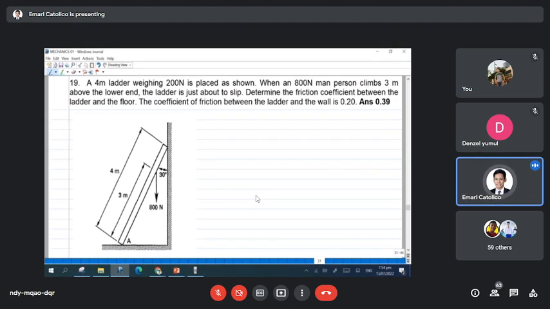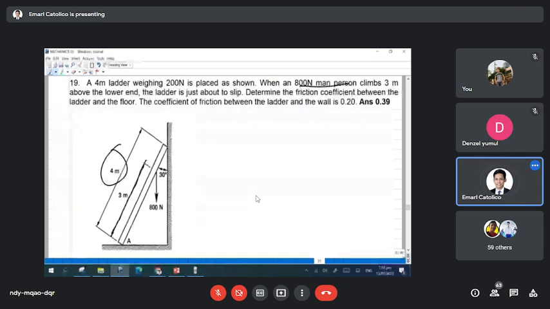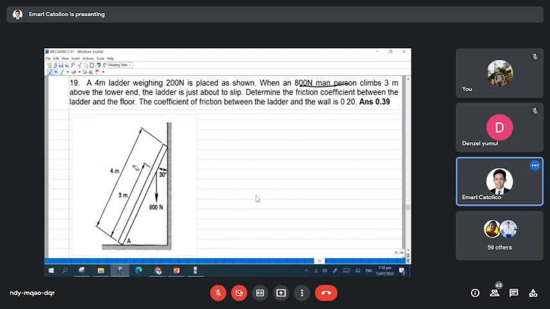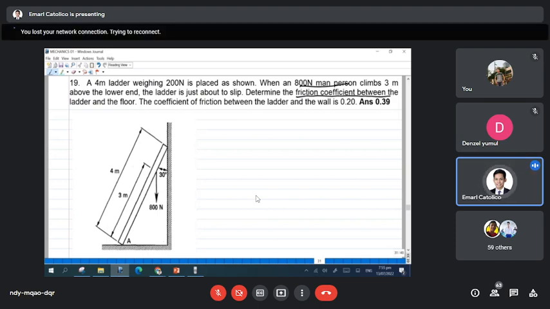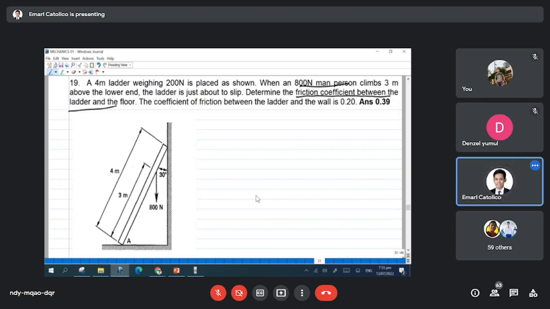So meron ka daw ladder, ito yung 4 meters. Meron daw na 800 man na umakyat dyan sa ladder, 3 meter above doon sa lower end. Okay? So nung narating na niya yung 3 meter, yung ladder daw is about to slip. Ibig sabihin, babagsak na. No? So ang tinatanong dito is yung coefficient of friction between the ladder and the floor.